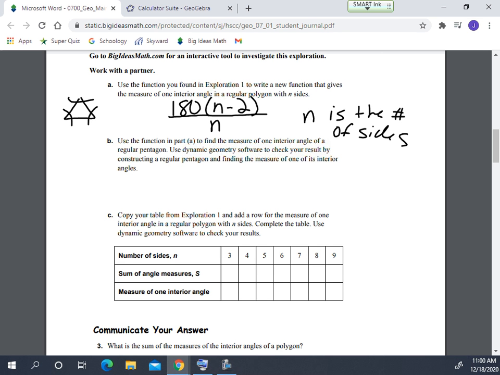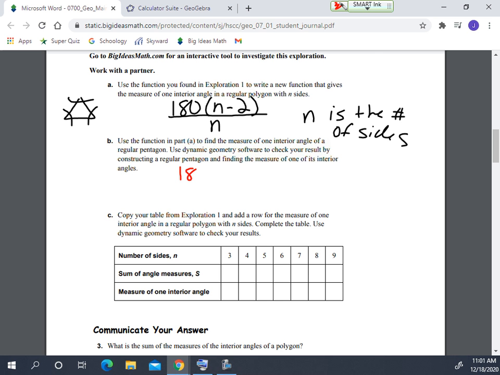Part B says use the function in part A to find the measure of one interior angle of a regular pentagon. It says use dynamic geometry, but we don't need to use dynamic geometry or GeoGebra. Let's just do this. Let's practice. Okay, pentagon. That's a 5-sided figure.